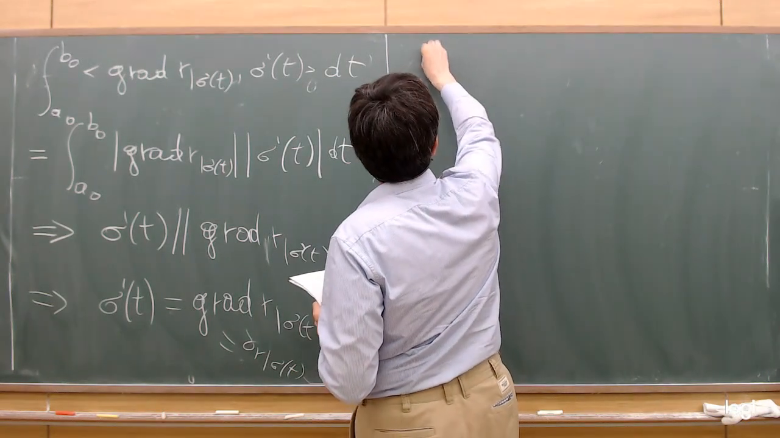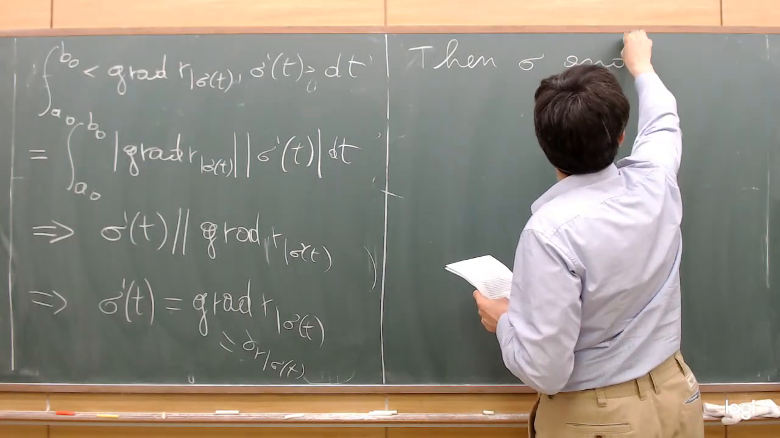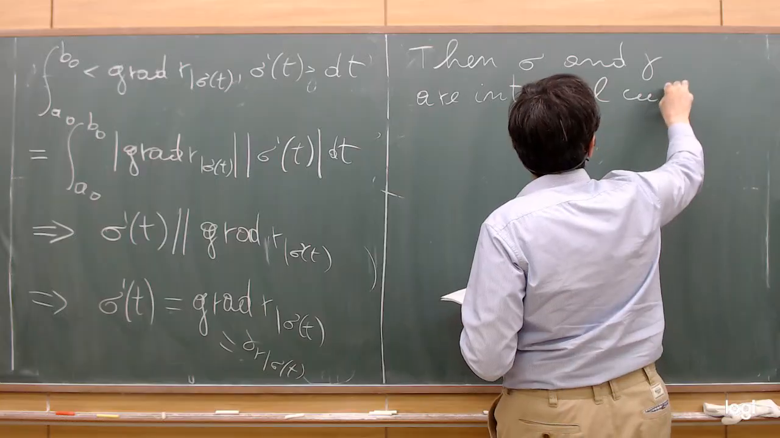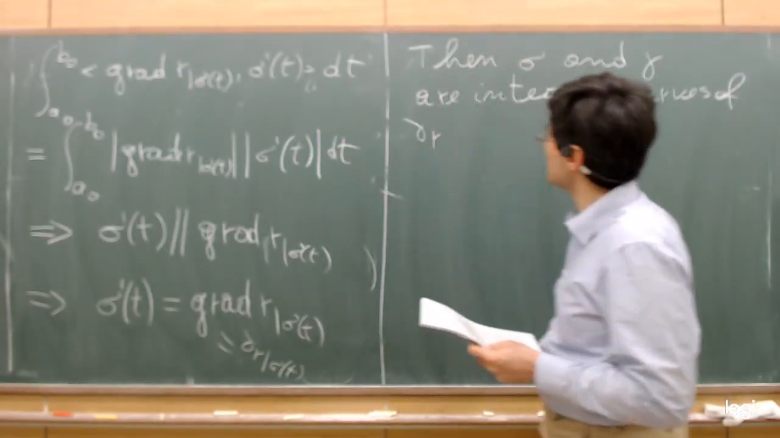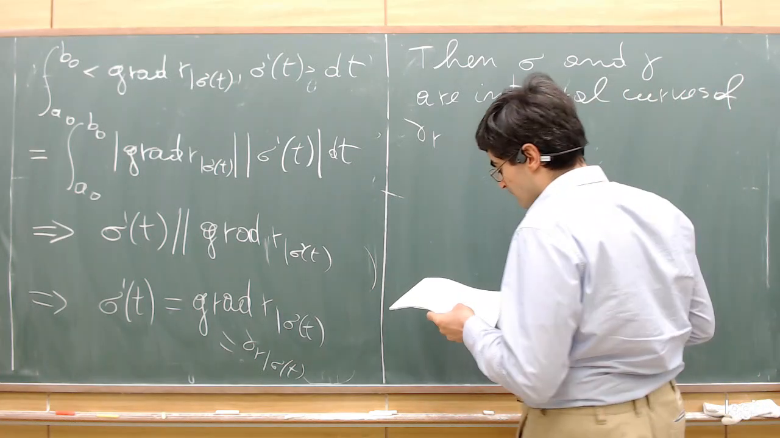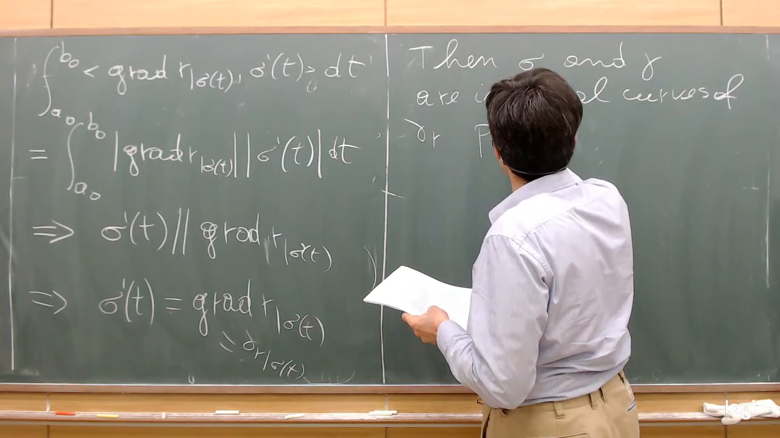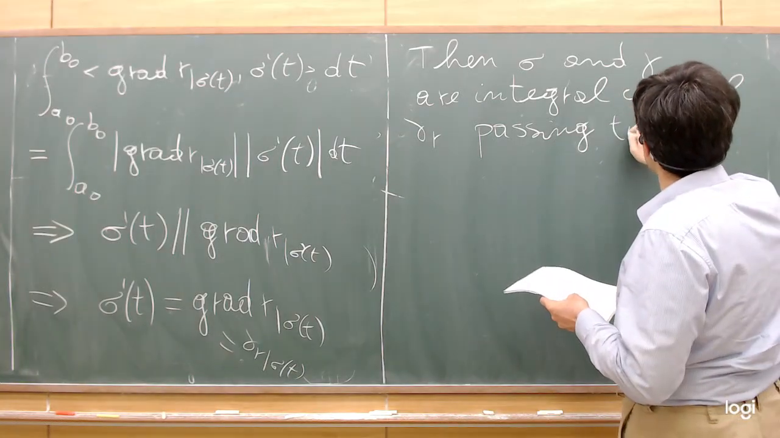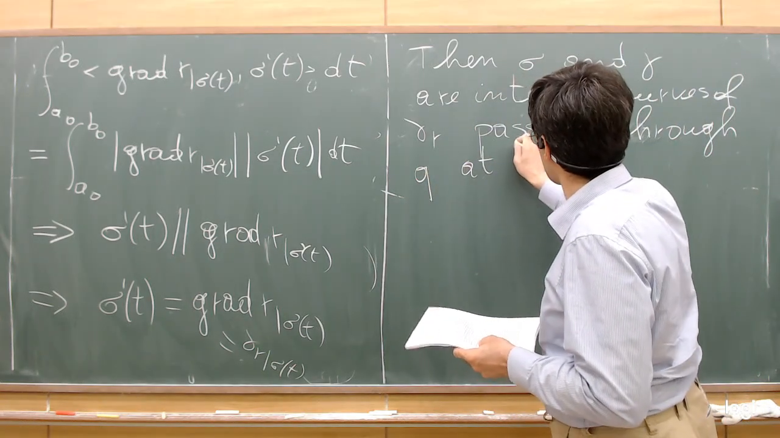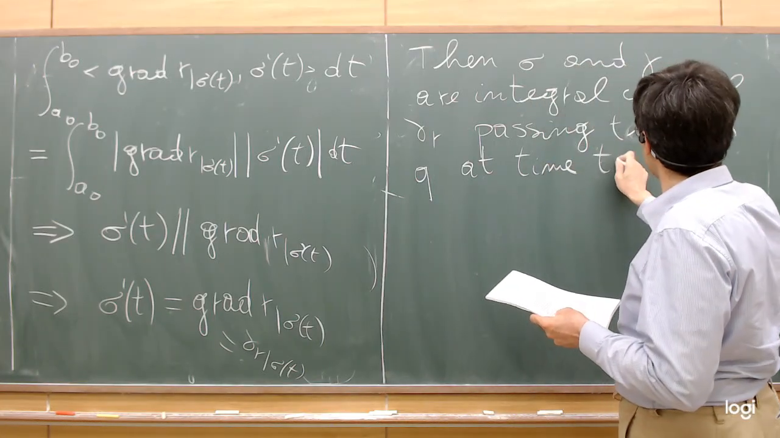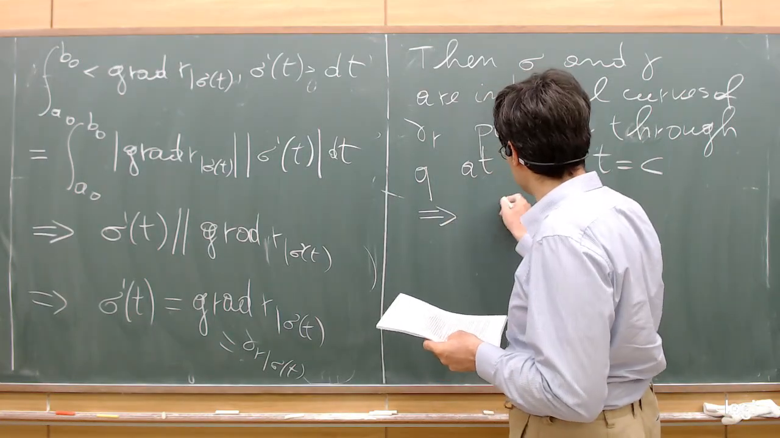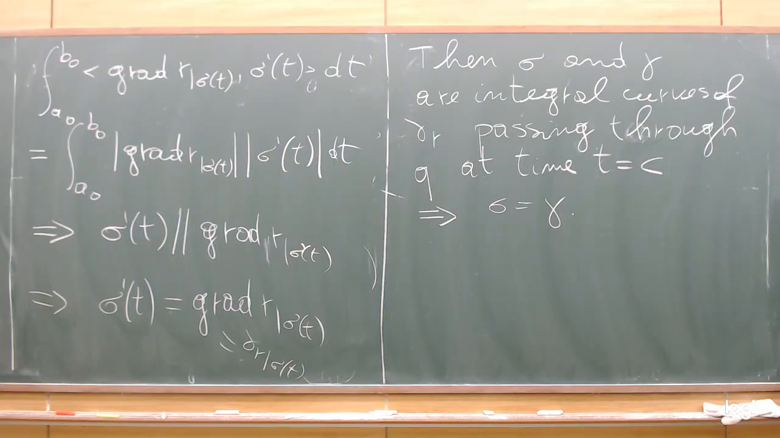So, conclusion, sigma and gamma are integral curves of delta R. This sentence means that the velocity vector of these two curves is delta R, and they pass through Q at the same time, t equals C. So we have that they are equal. And this is the end of the proof.